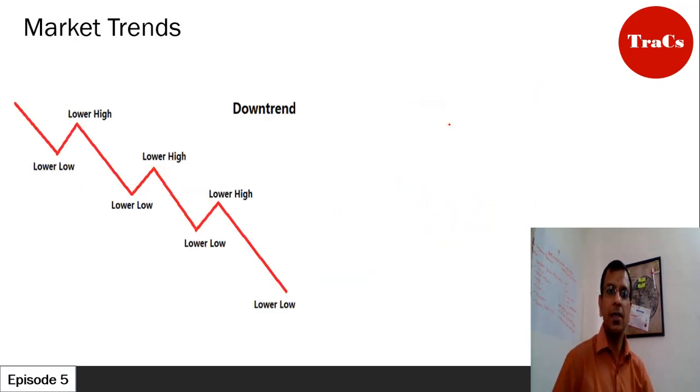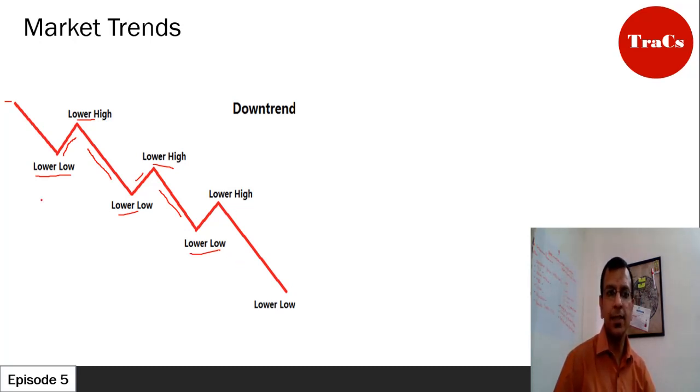Now, a downtrend is exactly opposite to that of an uptrend. In a downtrend, what happens? A stock from a previous high point creates a new low, does a pullback, which this time moves upwards, creates a new high which is lower than the previous high, again moves in the direction of the trend, creates a lower low, pullback, a lower high, in the direction of the trend, lower low, and so on and so forth.